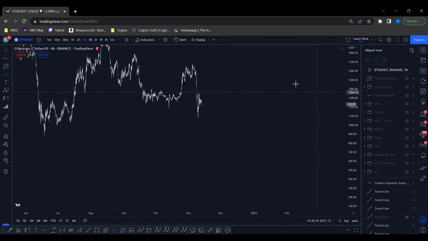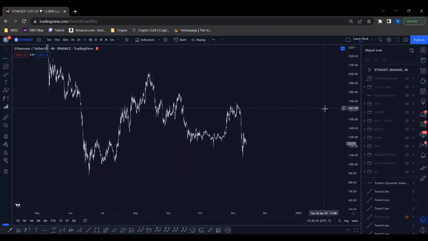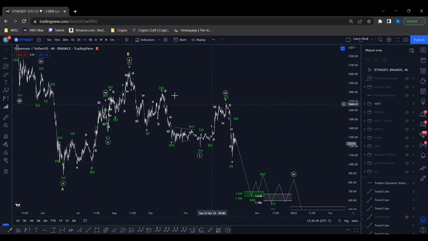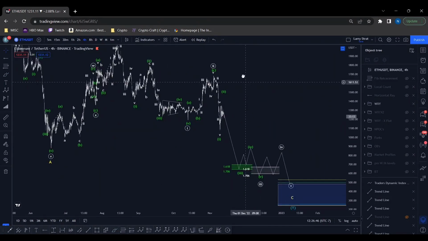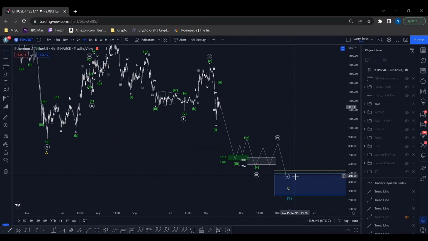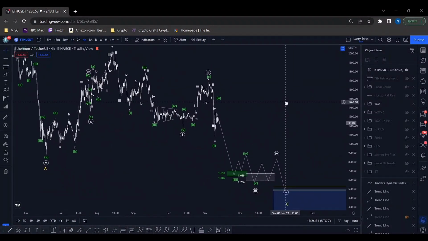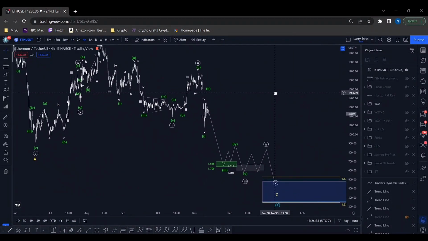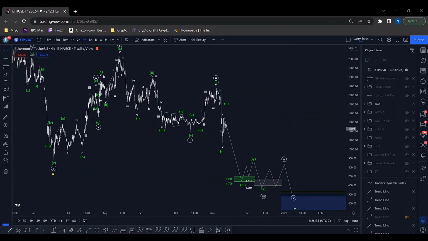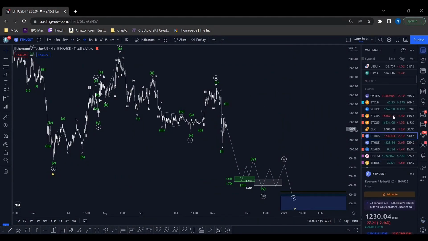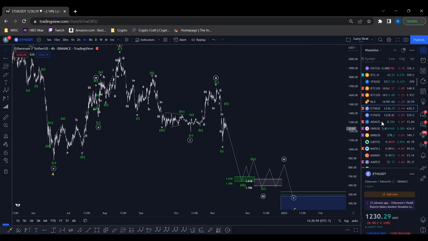I think it's more likely, like with Bitcoin, that we completed a one into two, and we're moving down for three into four into five. I think this is more likely. Let's take a look at ADA.